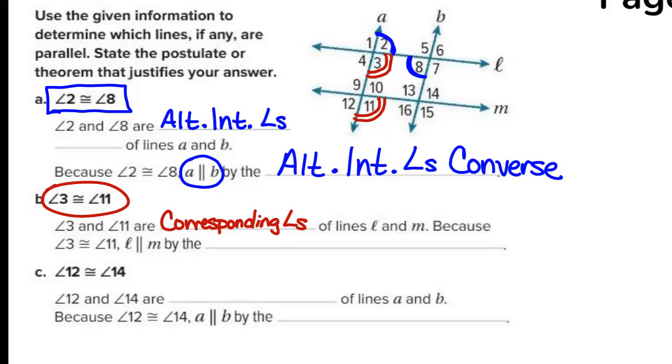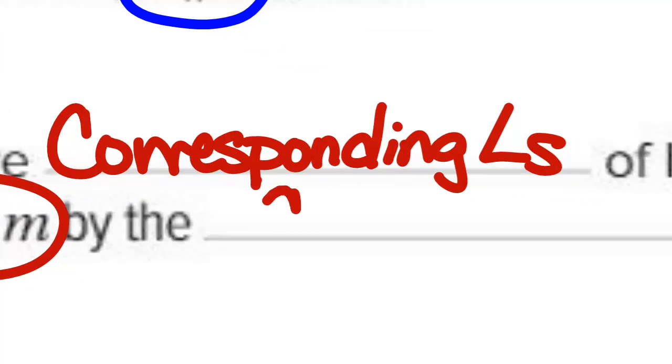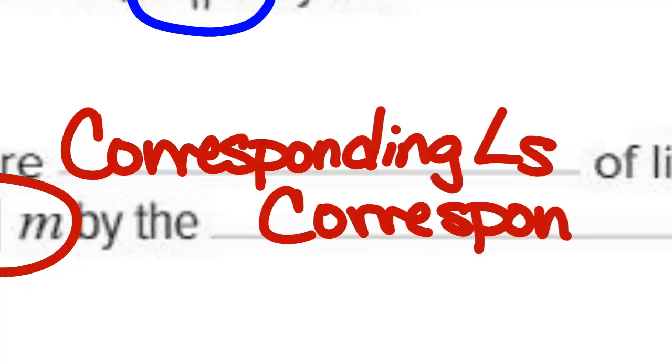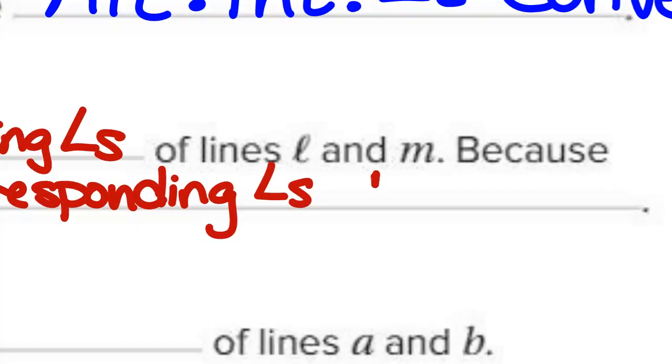So since we know that 3 and 11 are congruent, lines L and M would have to be parallel by the, what was the name that we gave to 3 and 11? Corresponding angles converse.